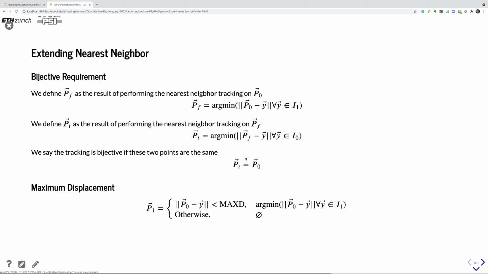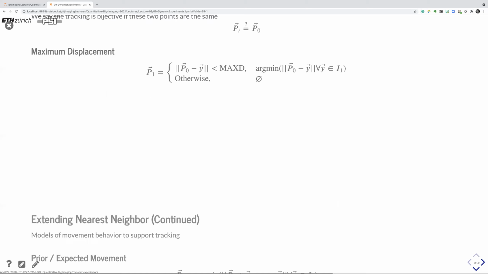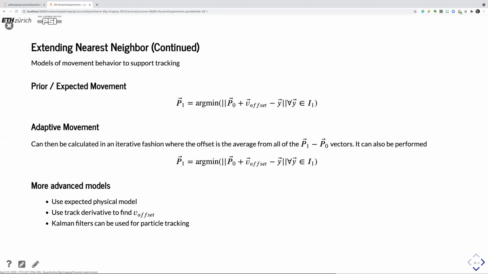You can also add some other physical requirements on direction. Can it at all move backwards or forwards or whatever? So you can add a lot of constraints when you do this tracking. You can also add priors. You can say, predicting what should be the next position.